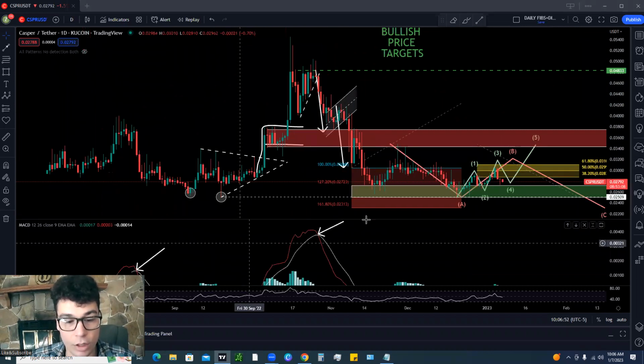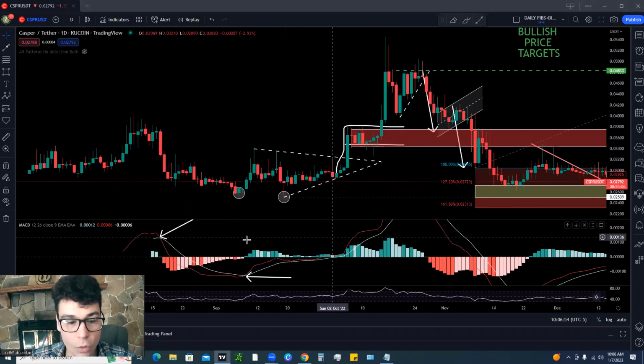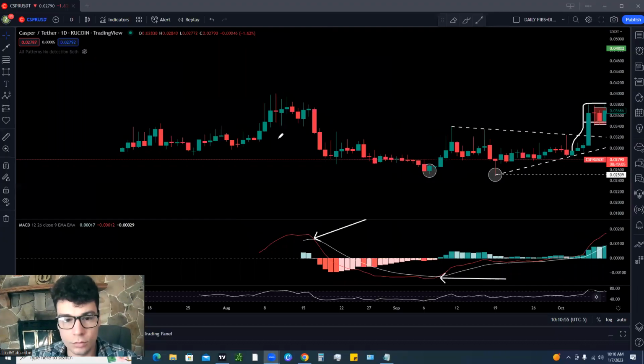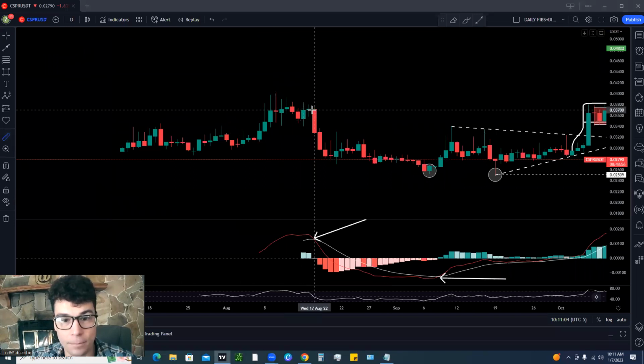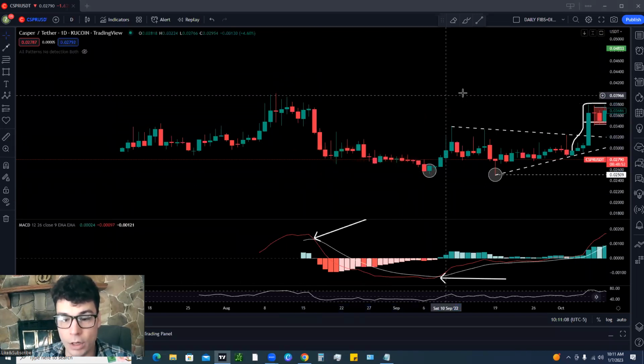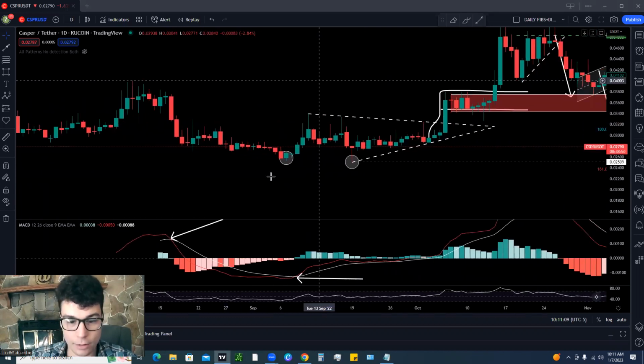Now if we look over here, we can see we got another MACD sell signal as well. So again, we have it right here. Here's our MACD sell signal right over here, and then we get a sharp move to the downside again. We can see ultimately this one dropped about 30% this time. So I really like to use that.